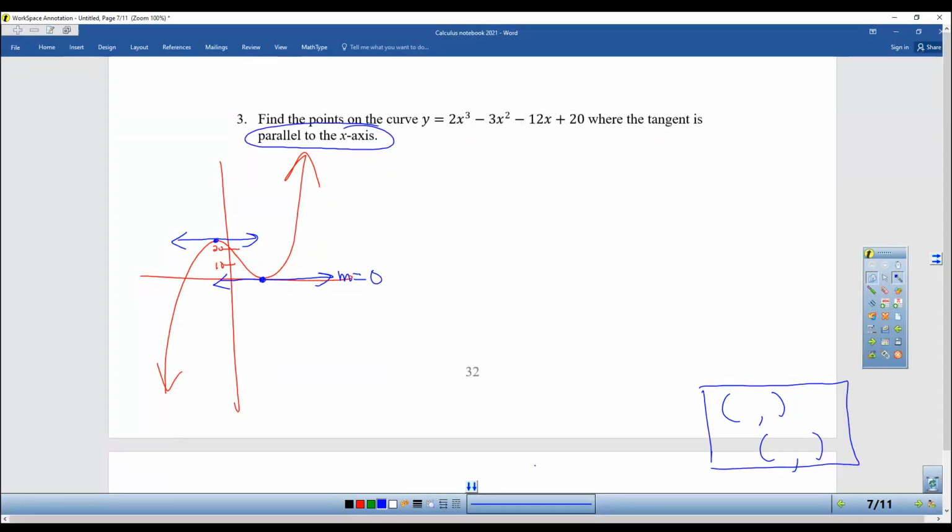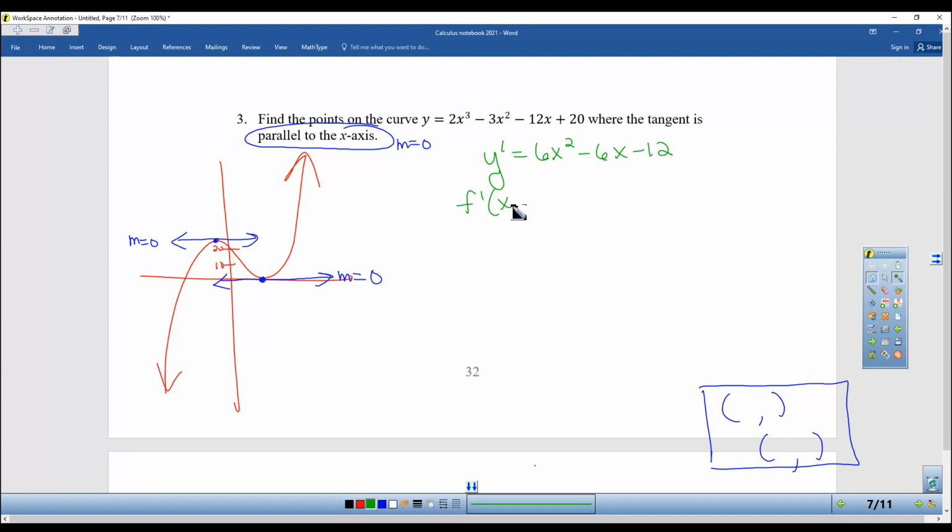All your algebra, everything's coming together. We worked so hard to learn what parallel meant and where the x-axis is. And now parallel to the x-axis means the slope is 0. Slope is 0. The formula for the slope is the derivative. y prime is 6x squared minus 6x minus 12.